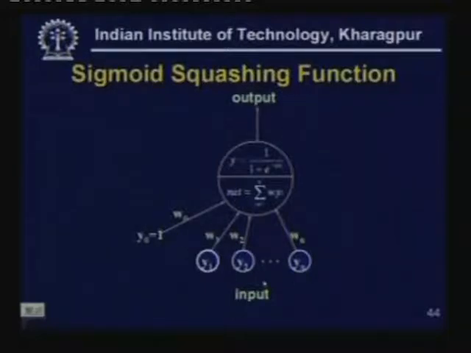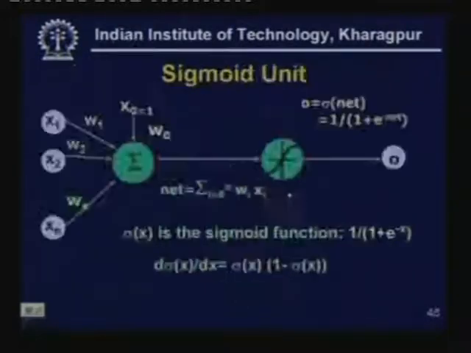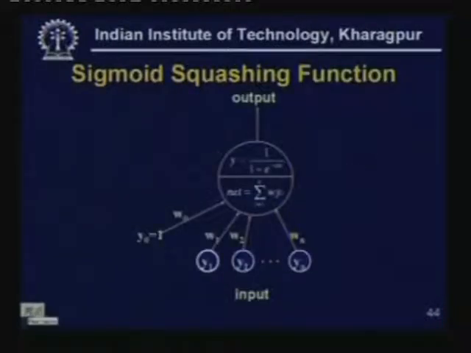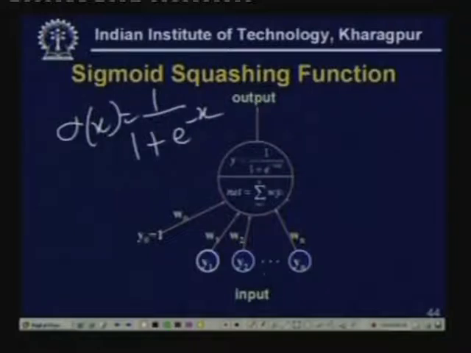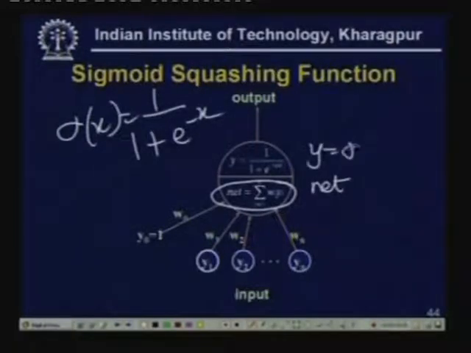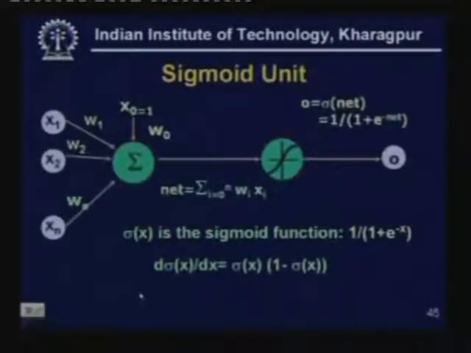In a sigmoid unit we have these inputs, then there is first a summation of the inputs, and then we apply the sigmoid function. The sigmoid function of x is nothing but 1 by 1 plus e to the power minus x. So, the output of this summation unit is net, and applying the sigmoid function we find y equal to sigma of net, that is y equal to 1 divided by 1 plus e to the power minus net.